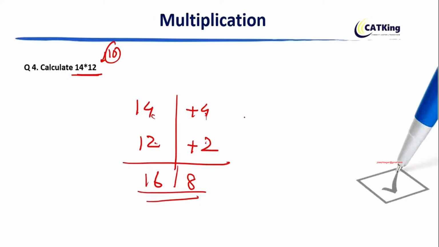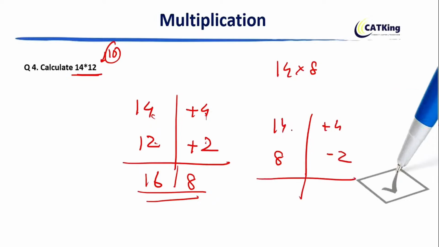Correct? Suppose you have to calculate 14 into 8. Again, 14, 8. What is the difference from 10? Plus 4. Difference from 10? Minus 2. Okay. 14 minus 2, 12. 8 plus 4, 12. What is 4 into 2? 4 into minus 2 is minus 8, right? So, will this be the answer?